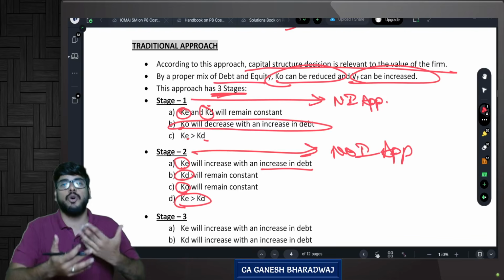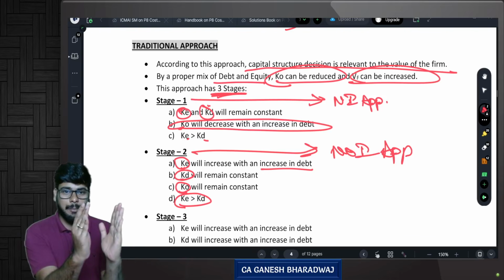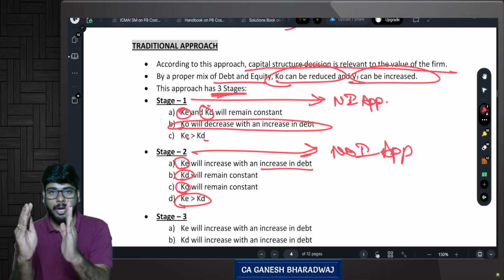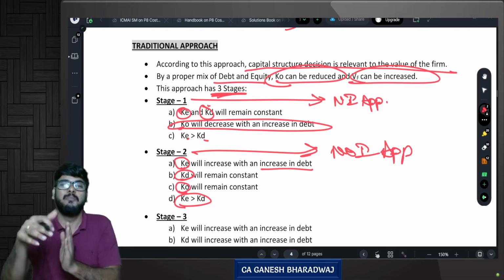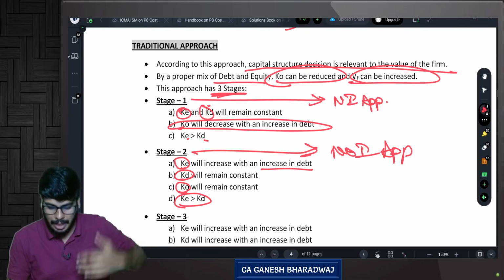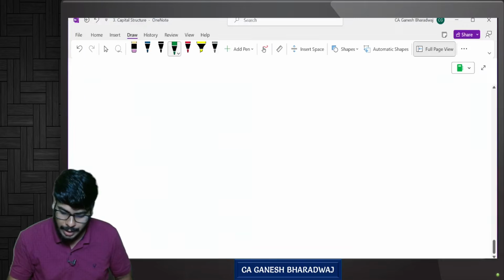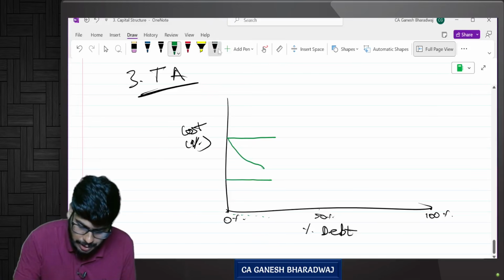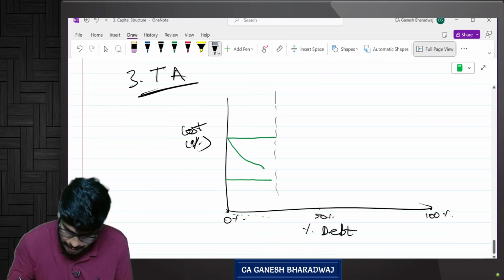Beyond a point, the NOI approach will start. So initially the NI approach will be there. Then beyond a point, if you still further infuse debt, beyond a certain point, NOI will start functioning. So how will NOI look like? This is the first stage, this is how the first stage looks like.